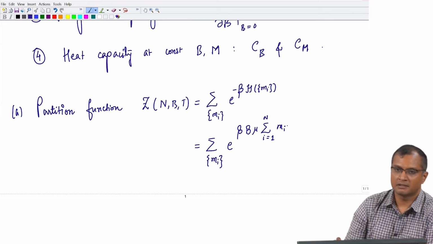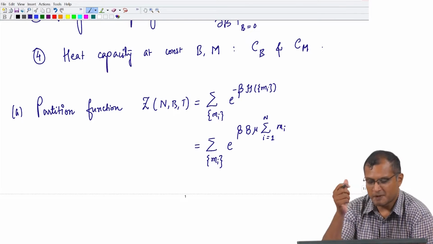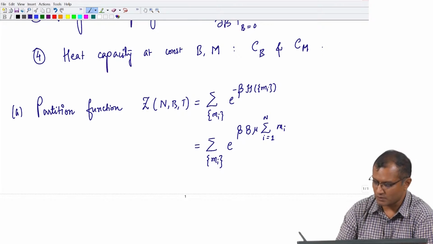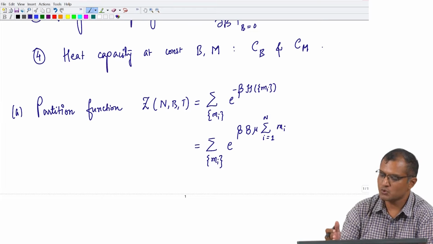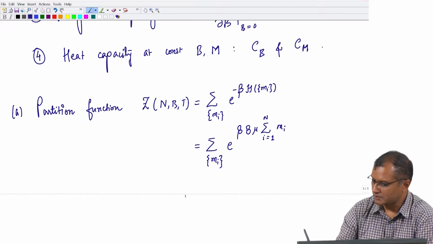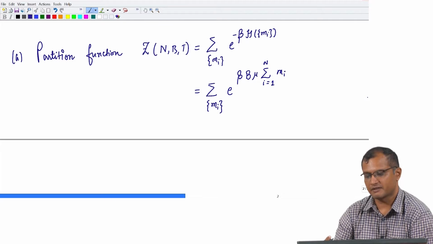The mi's here are picked up from the specified microstate in the summation. You have to sum over all microstates, and for each microstate whatever mi's you pick up, you have to use that in that summation, and then add up to the next exponent and so on and so forth, sum it over all microstates, you have the partition function ready.